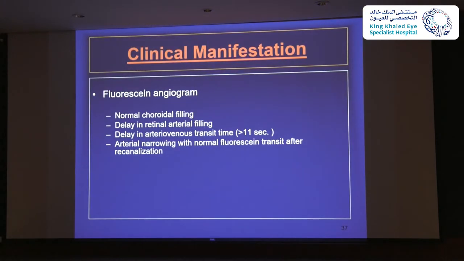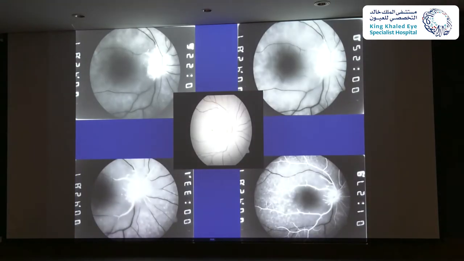So how can you proceed with your patient in fluorescein angiography? Usually they have normal choroidal filling, delay in retinal arterial filling. At the same time, there is a delay in arteriovenous transit, more than 11 seconds, and arterial narrowing, with normal fluorescein angiography as we see in this patient.